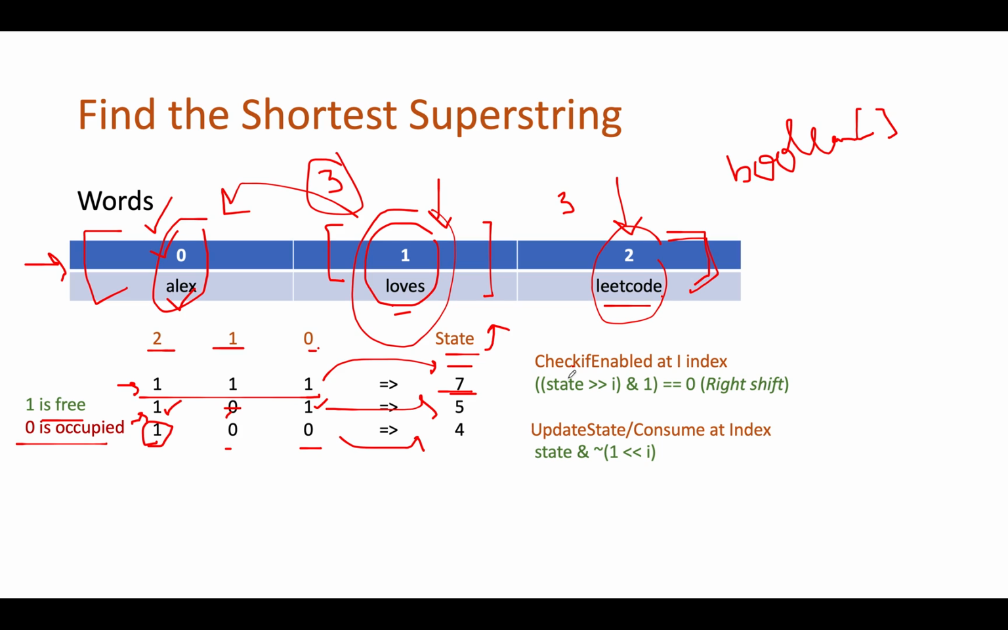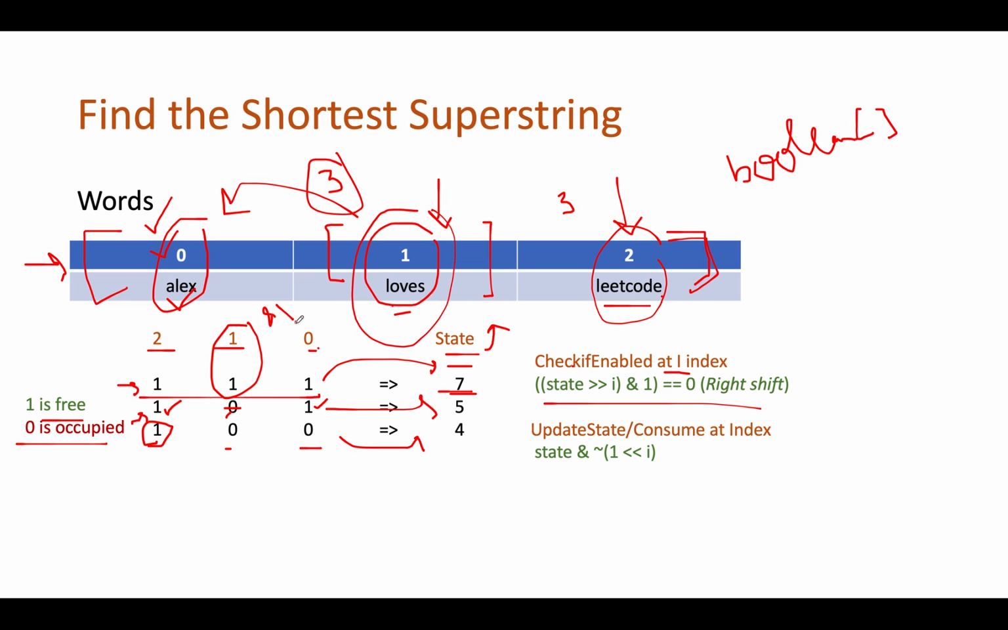How will we check whether a particular index is enabled or not? We will use this formula. We will use a right shift operation to extract this bit, and we'll do an AND with 1.